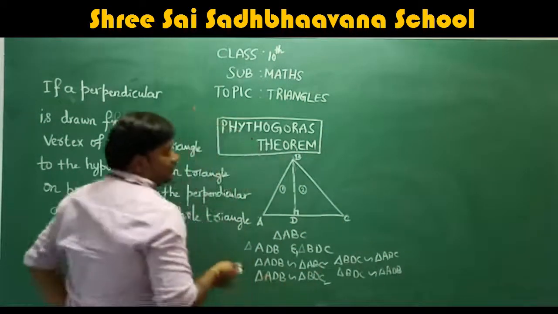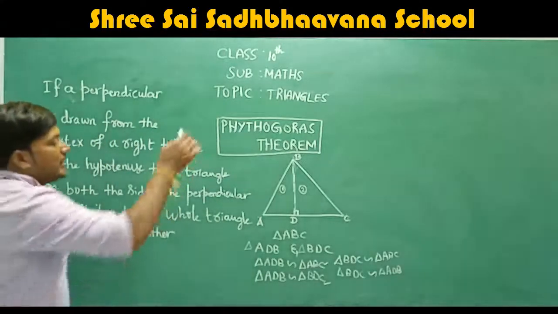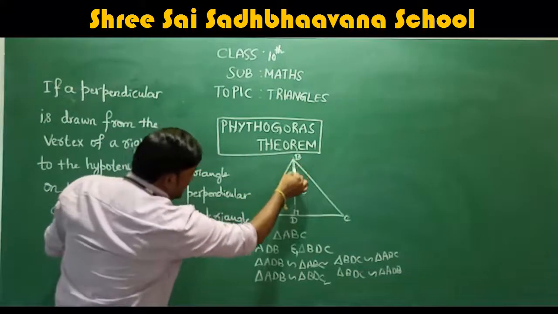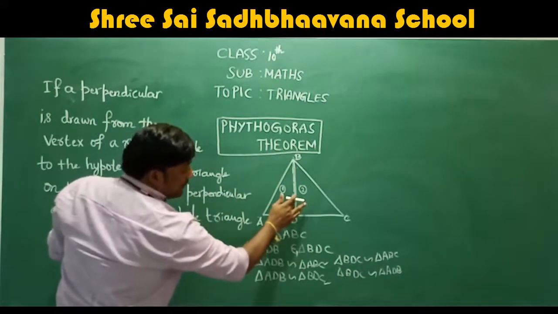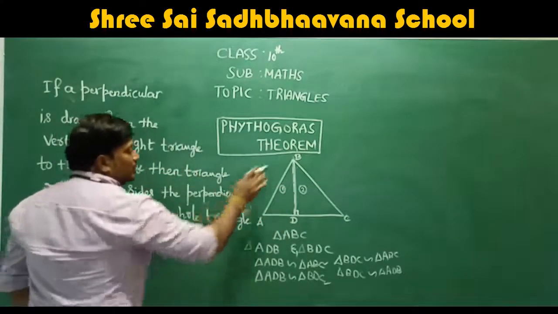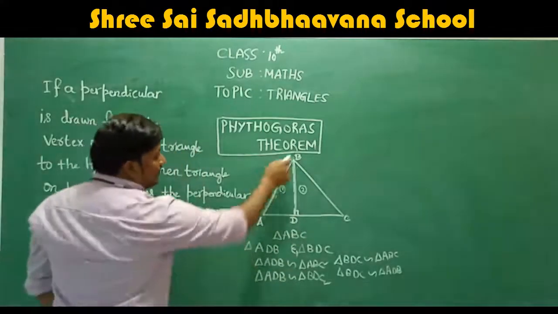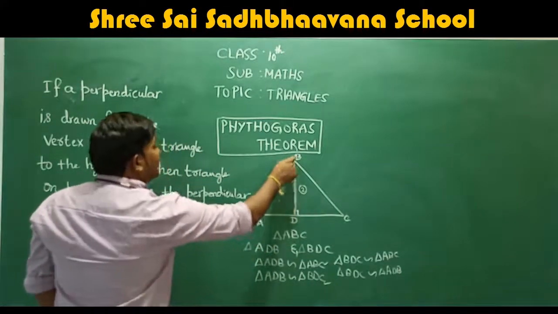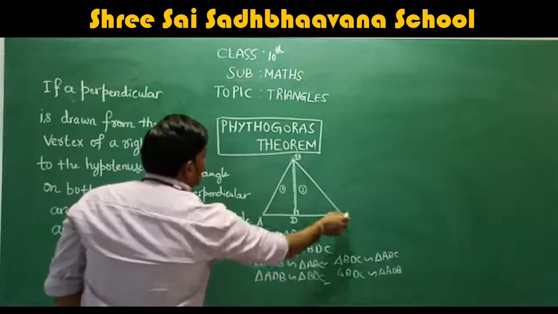This is the proof. I hope you understood. What we are doing is just drawing a perpendicular from the vertex to the hypotenuse. This perpendicular divides the triangle into two different triangles. What are those? ABD and BDC. What are the triangles formed? ADB. This ADB is similar to triangle ABC, and also similar to triangle BDC.